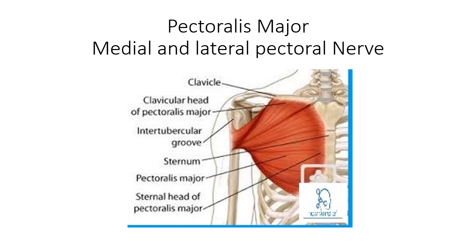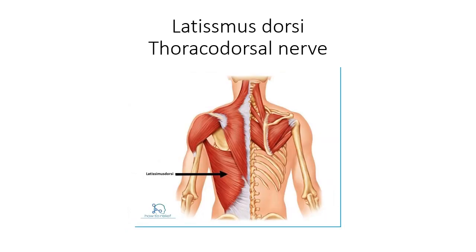The nerve supply is the medial and lateral pectoral nerve. The function is to adduct the upper limb. Latissimus dorsi has a wide origin from the spinous process of the thoracolumbar vertebrae and the iliac crest, and is inserted in the humeral shaft around the bicipital groove. The nerve supply is the thoracodorsal nerve.